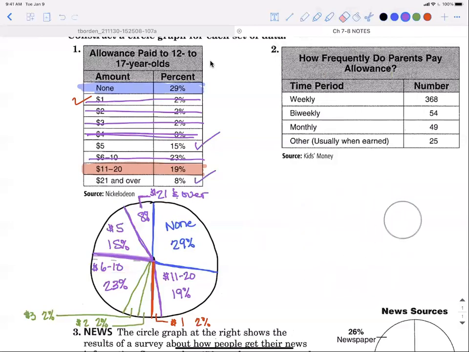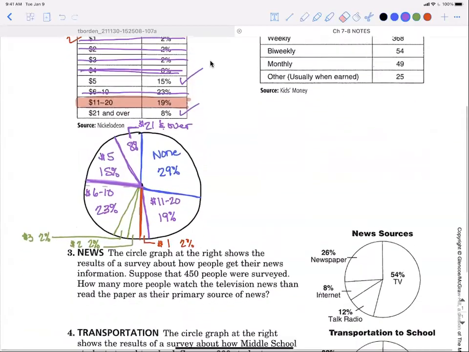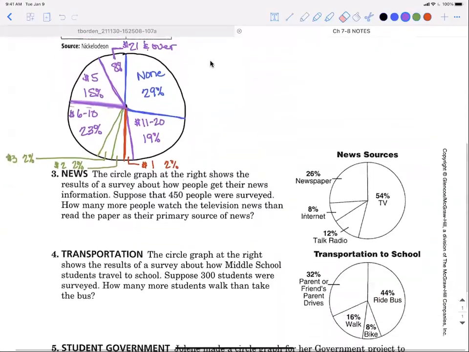All right. I want to skip number 2 for now. We'll come back to it because it's very similar to what we just did. I want to do number 3 and 4, and then we'll come back up if we have time and do number 2, okay?